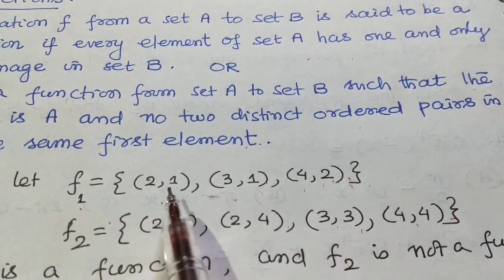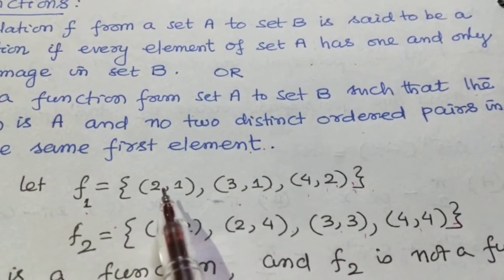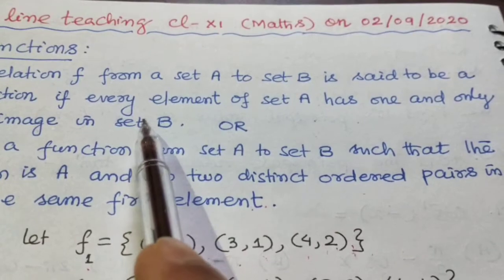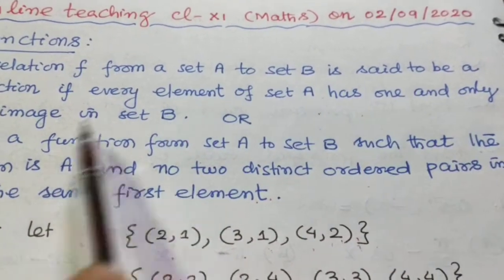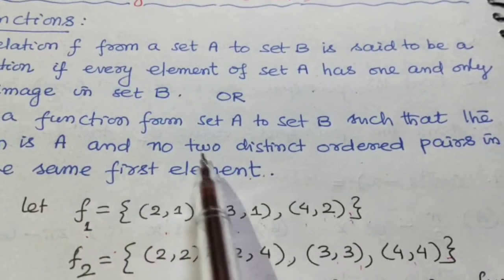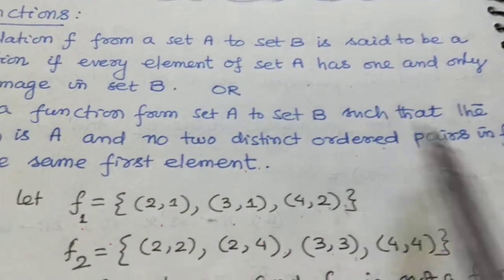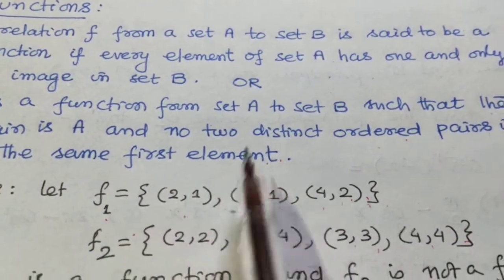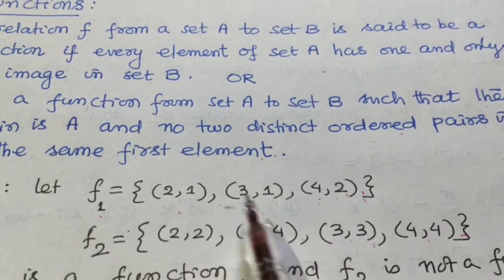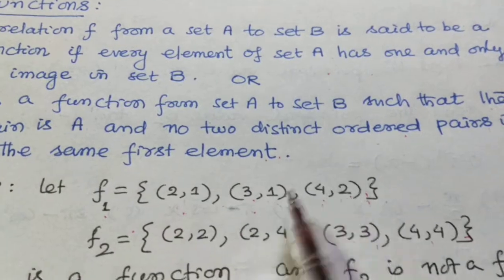No problem with that, because for a function, every element of set A has one and only one image, okay? Or no two distinct ordered pairs in F have the same first element. The first elements here are all different. Therefore it is a function.